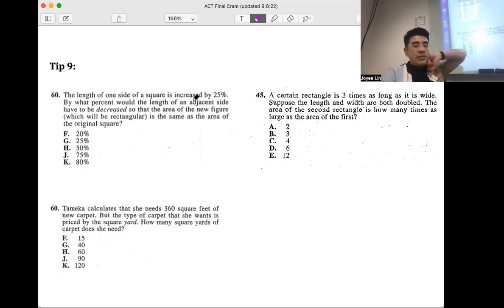So the length of one side of a square is increased by 25%. By what percent would the length of an adjacent side have to be decreased so that the area of the new figure is the same as the original area? What do people say as the wrong answer here? 25, right? Percentages are not additive.